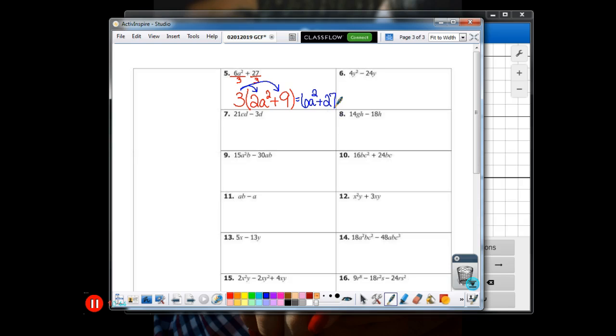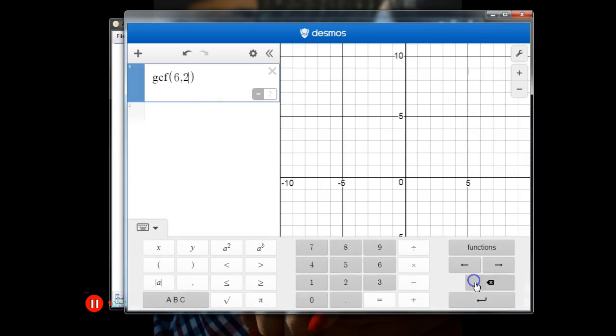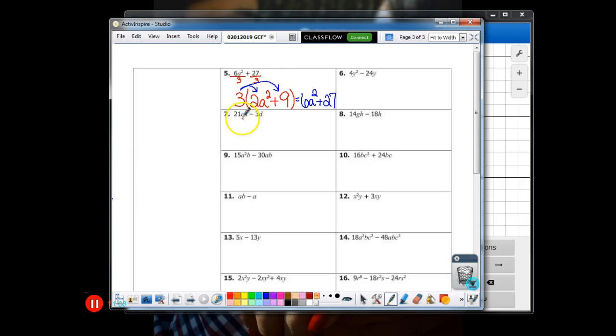Alright, so let's look at number 7. Number 7, same thing. We want to type in our two coefficients. So we have 21 and 3, negative 3. I'm just going to put 3. So it's 3. So I'm going to divide by 3 first. But then I see CD and this one has a D. Now, I have a D in both of these. So since I have a D in both of them, that means I can also divide by D.